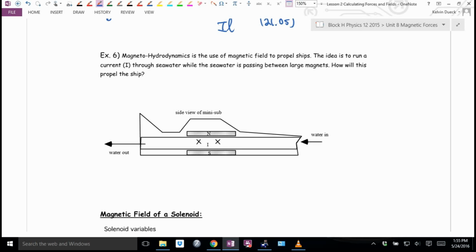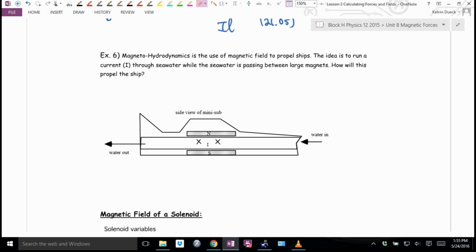The idea is you run a current through seawater. So you have to imagine, I couldn't draw this. Imagine that there's a steel plate right here on the outside, and it's charged in such a way that the current is flowing through the ocean water into the page, into the ship. Okay? I had to take that away so you could see inside, but current is flowing this way. Got that? Then we have magnets.